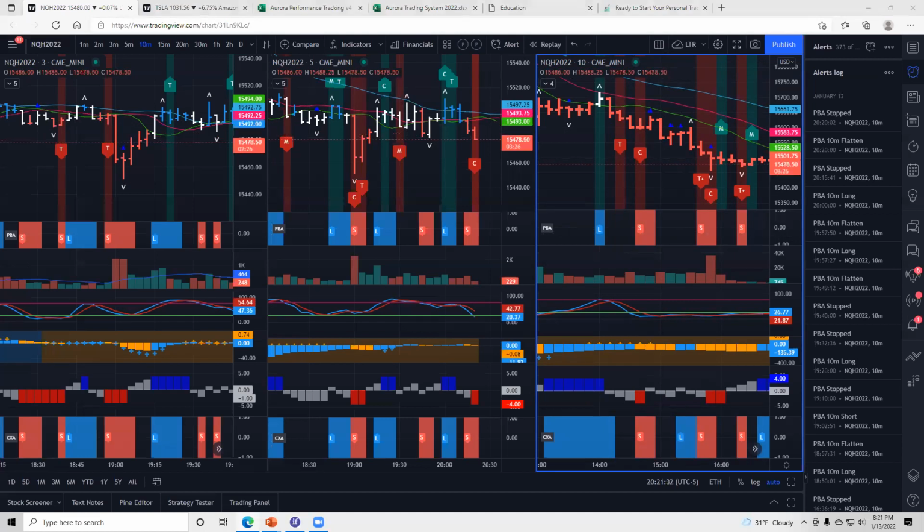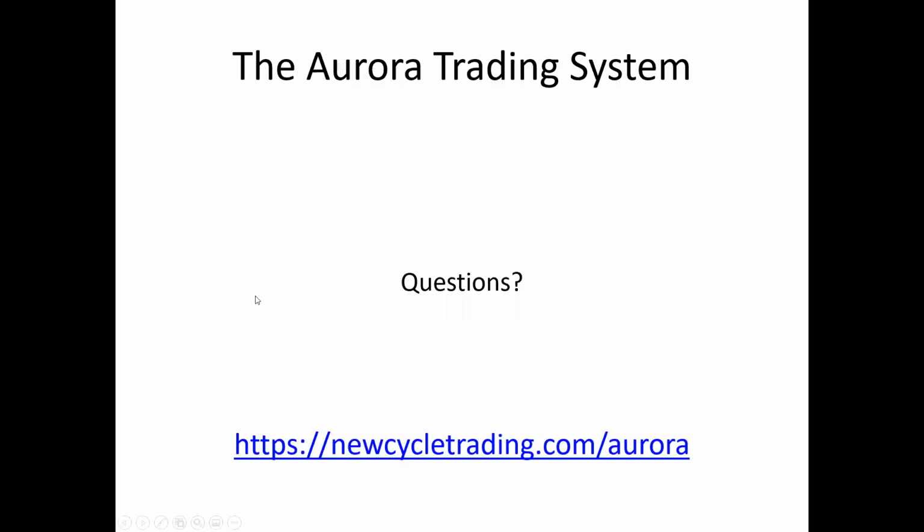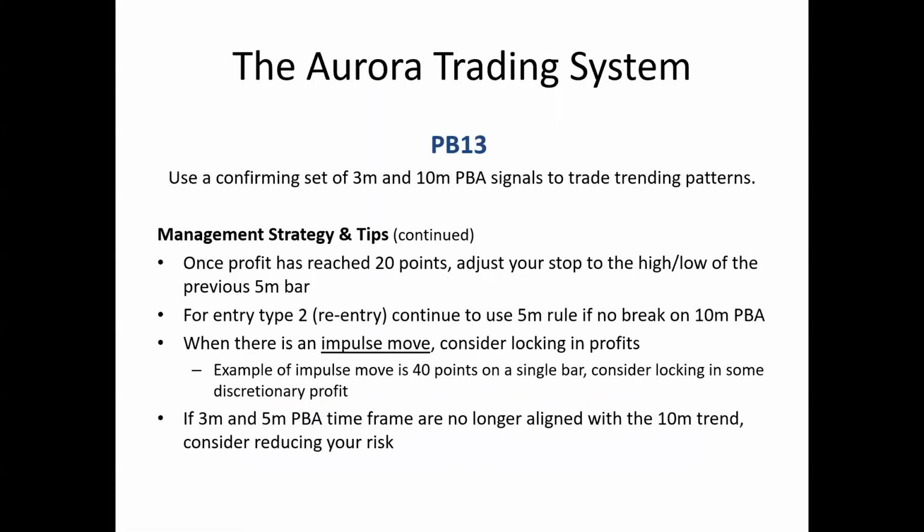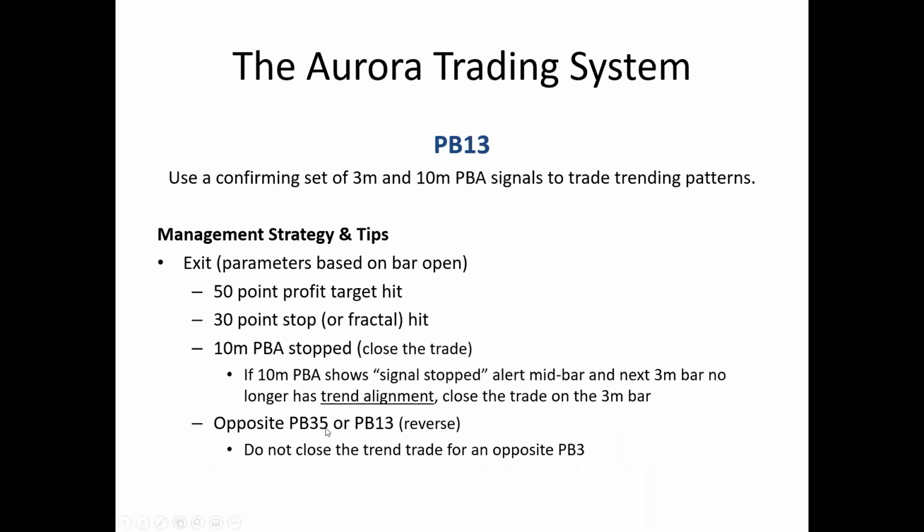Let me just rewind back there for you, Kevin. We exit a trending trade when we have an opposite PB35 or a PB13 reversal, but we do not close the trending trade for an opposite PB3.